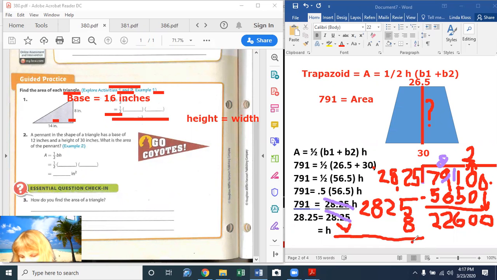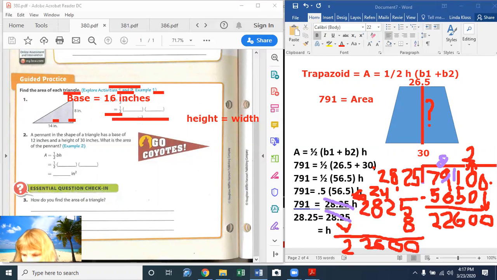5 times 8 is 40. Carry the 4. 2 times 8 is 16 plus 4, 17, 18, 19, 20. Carry the 2. 8 times 8 is 64, plus 2 more, 65, 66. I think we got the right one. And then we have 2 times 8 is 16, plus 6, 17, 18, 19, 20, 21, 22. So we get 22,600. Voila, that's our number.